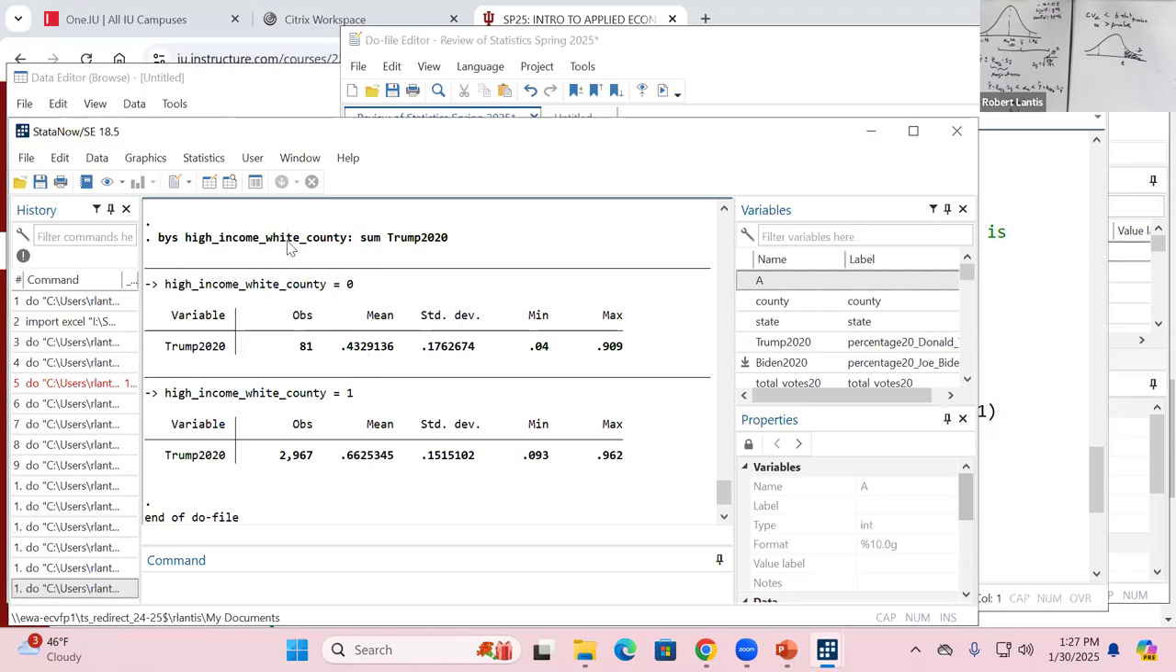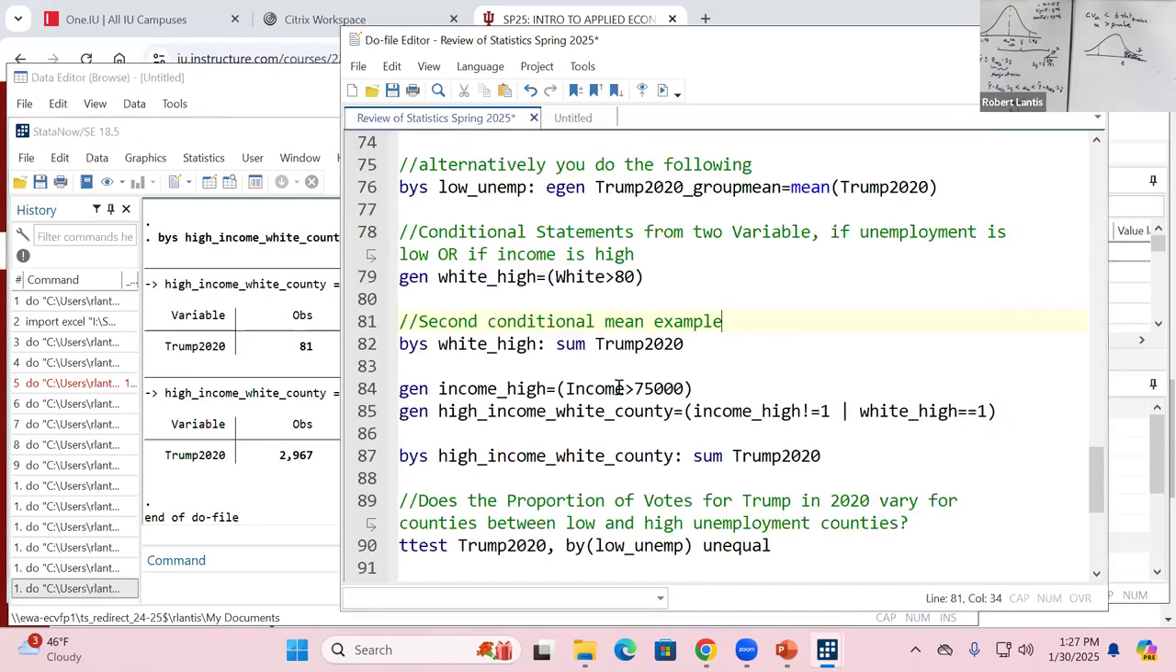This was high income and high proportion of white. So what I did here was, sorry, I forgot, I created an identifier for if more than 80% of the population was white, and created another indicator for if their income was above 75,000.